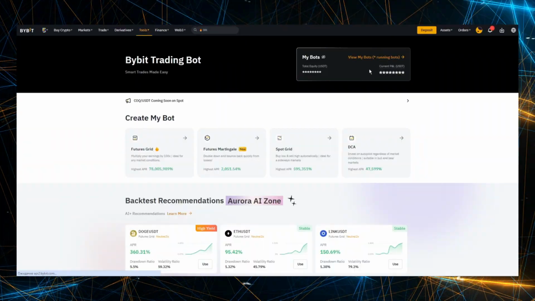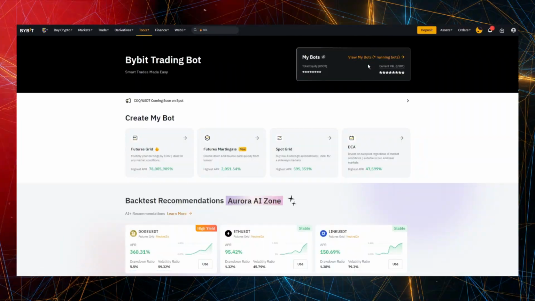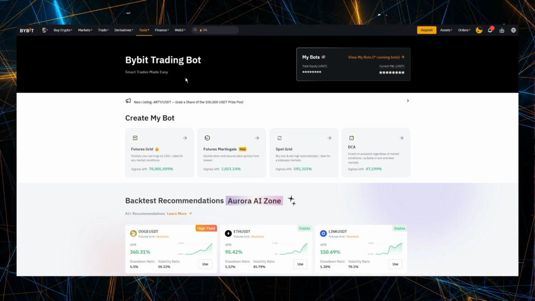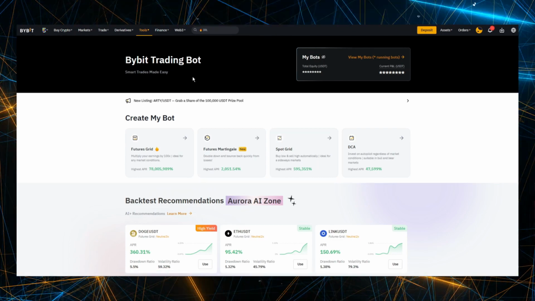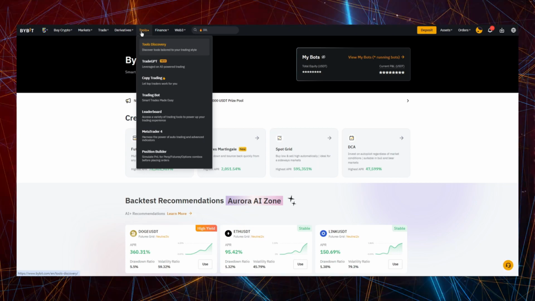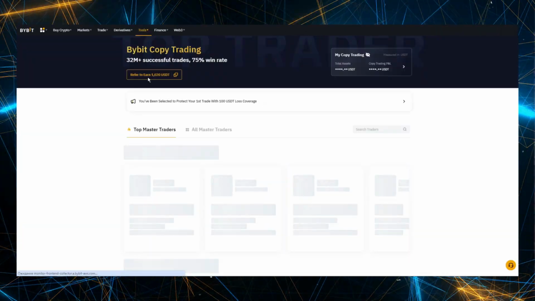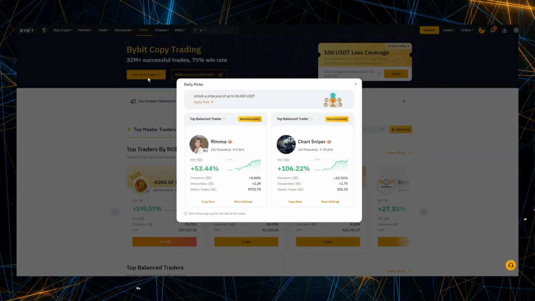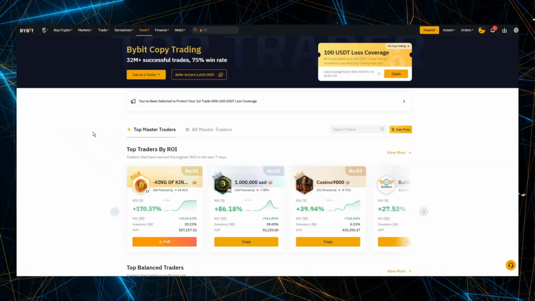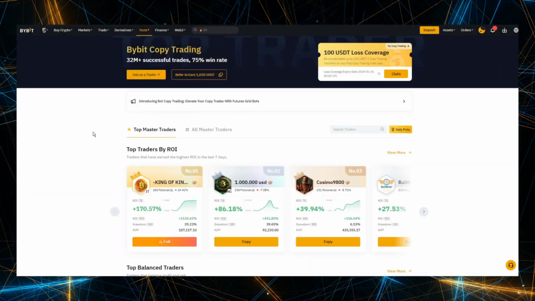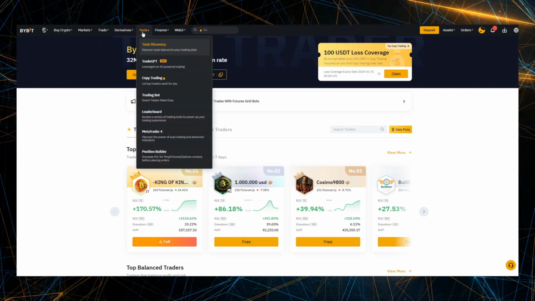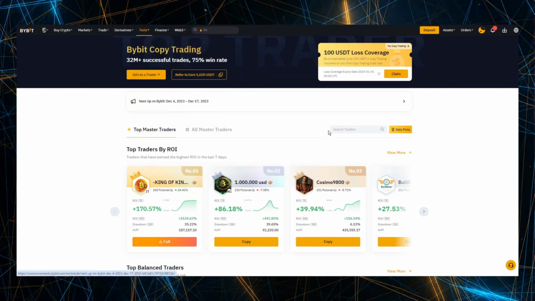On the bot's homepage, click here, and you will see all the current values of this bot. Further, if you want to trade in the same way, but not using a machine, but repeating other people, you can do it in the following way. Go to the copy trading section. It is located here, copy trading.